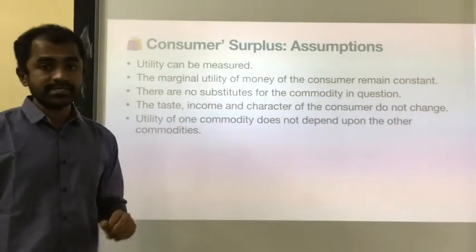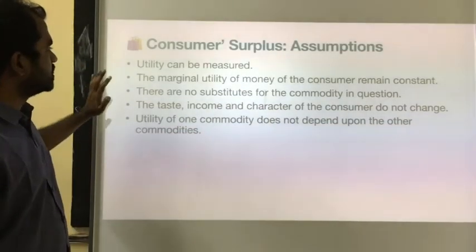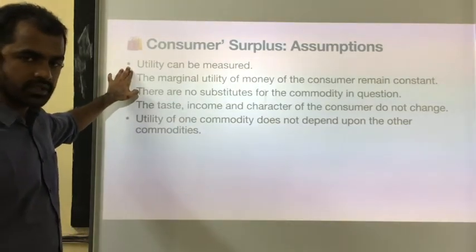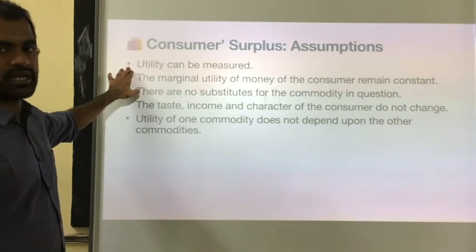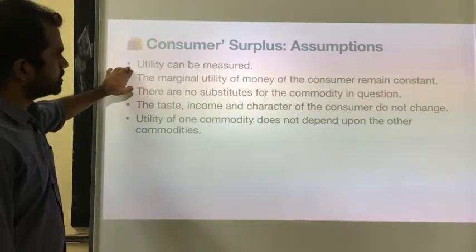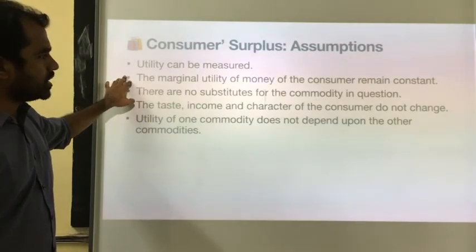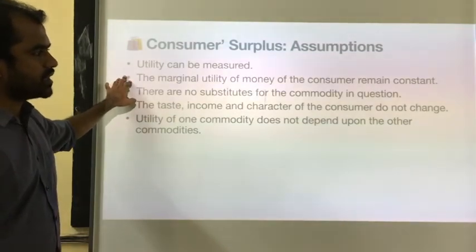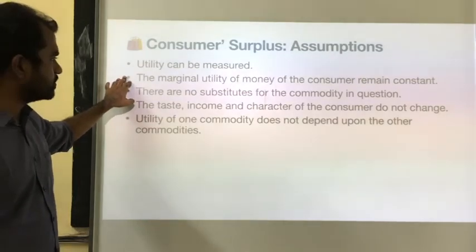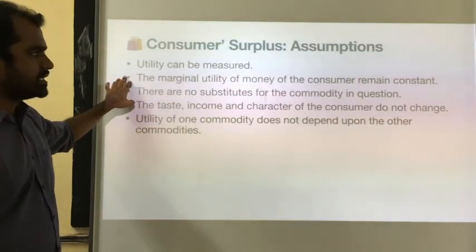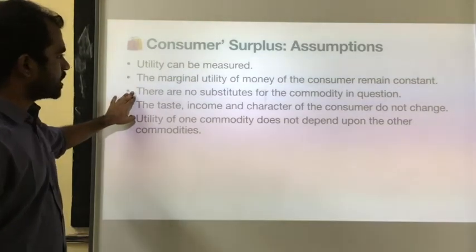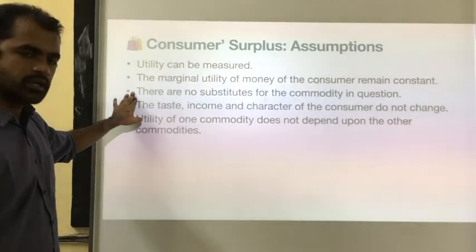Okay, what are the assumptions that we have here? Utility can be measured. Normally, utility cannot be measured, but in this case, we assume that the utility provided by a commodity can be measured. And the marginal utility of money of the consumer remains constant. That is, he must be on the same level of income and he has the same marginal utility for that product. There are no substitutes for the commodity in question.